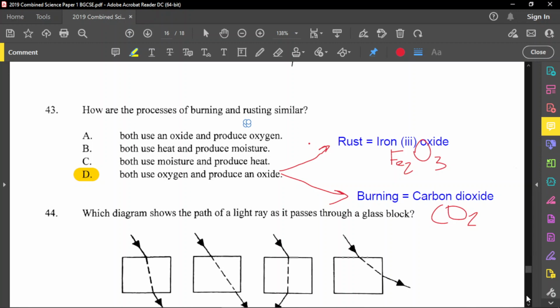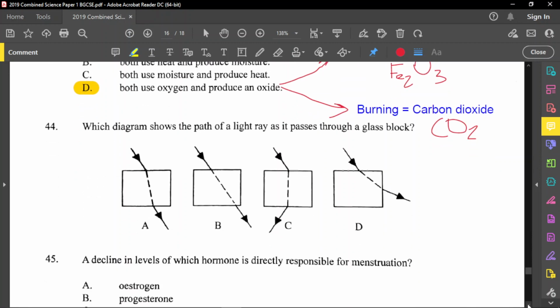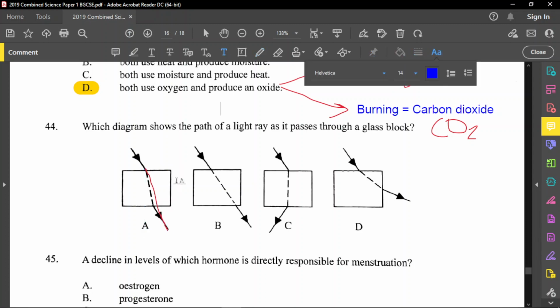Question 44: which diagram shows the path of a light ray as it passes through a glass block. What takes place through a glass block is called refraction, which means the bending of the light. As I look at A, I see that that is actually correct. When the light passes through, and if you match up the lines like that, they end up going back in the same direction or same path. But within the block, it actually bends.